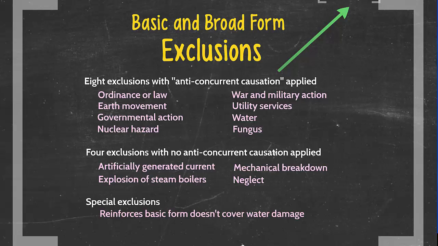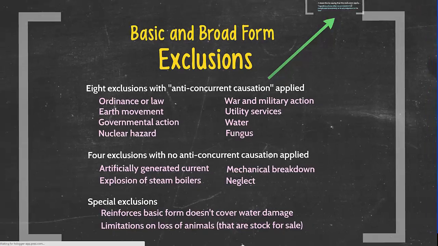One of these reinforces that the basic form doesn't cover water damage, and the other places limitations on the loss of animals. We talked before in Chapter 2 about the fact that animals are covered if they are stock held for sale, such as at a pet store. However, they're only covered if they are killed or forced to be destroyed. If the animal becomes ill, the policy doesn't cover the veterinary cost of taking care of the animal.